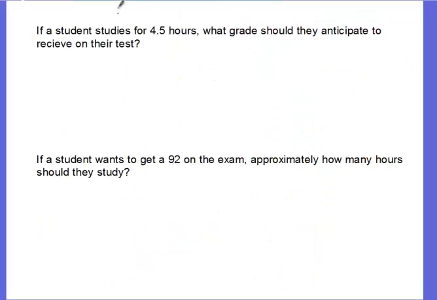So what we're going to do is use this line of best fit to help us estimate some data. We have y equals 14 over 3x plus 72.67. Let's say we're posed with a question. If a student studies for 4.5 hours, what grade should they anticipate to receive on their test?